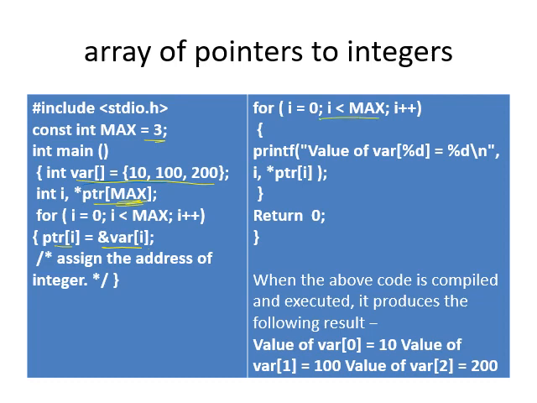For i equal to 0, i less than max, i plus plus, printf value of variable star of ptr of i. So that is, for max equal to 3, we are printing ptr of 0, ptr of 1 and ptr of 2. So value of var 0 equal to first element 10, value of var 1 equal to 100, value of var 2 equal to 200. We can use a single pointer.